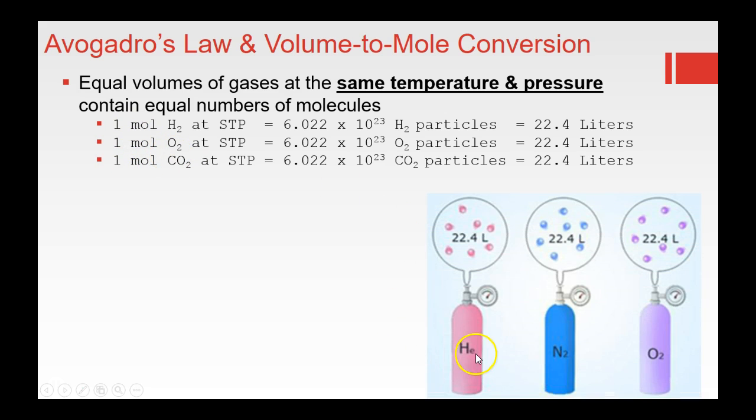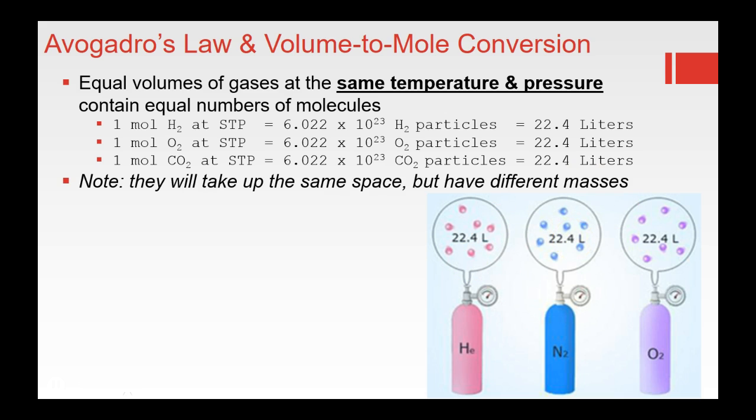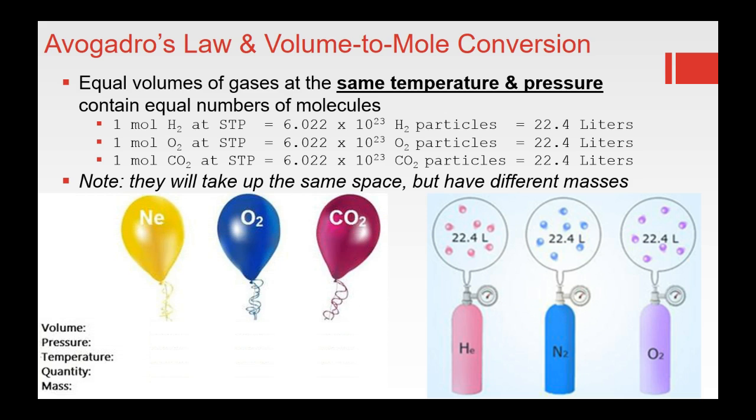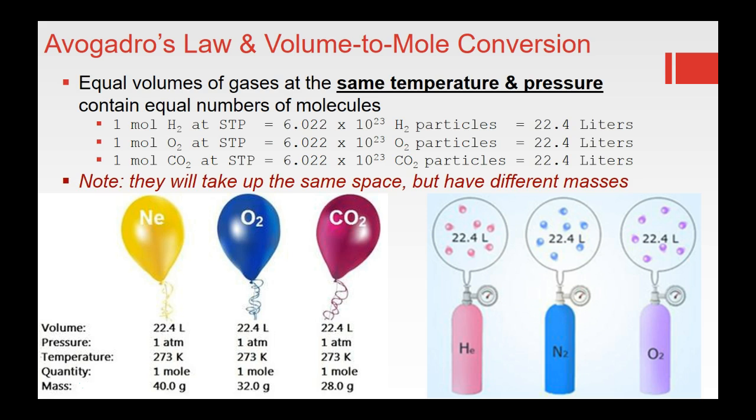So let's look, we have another example here, helium, nitrogen, and oxygen. They're going to take up the same volume at that same temperature and pressure. However, they are going to have different masses. Let's look at these 3 balloons here. Same volume, 22.4 liters, same pressure, 1 atmosphere, same temperature, same quantity. The only difference is going to be the neon is going to quote unquote weigh the most. It's going to be a little bit weird because of density, but neon is going to have 40 grams of mass, oxygen 32 grams of mass, and carbon dioxide 28 grams.